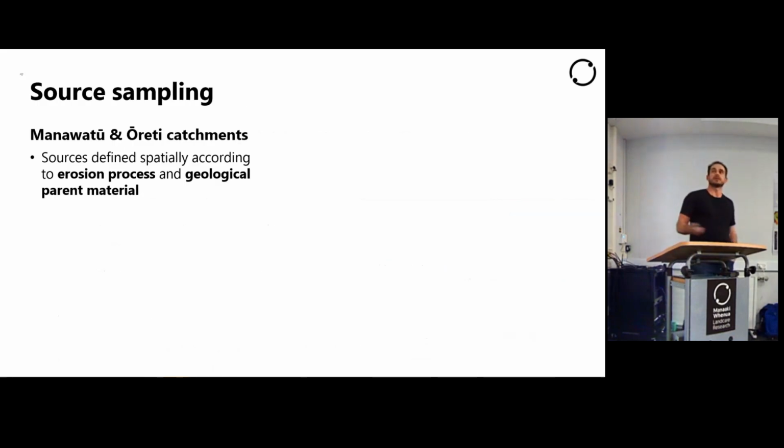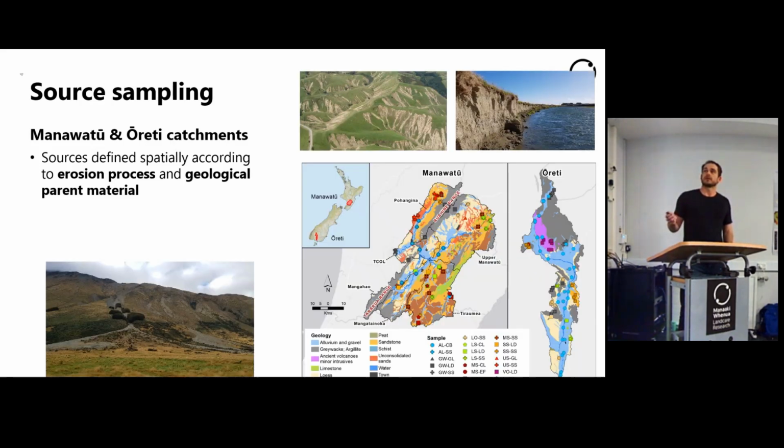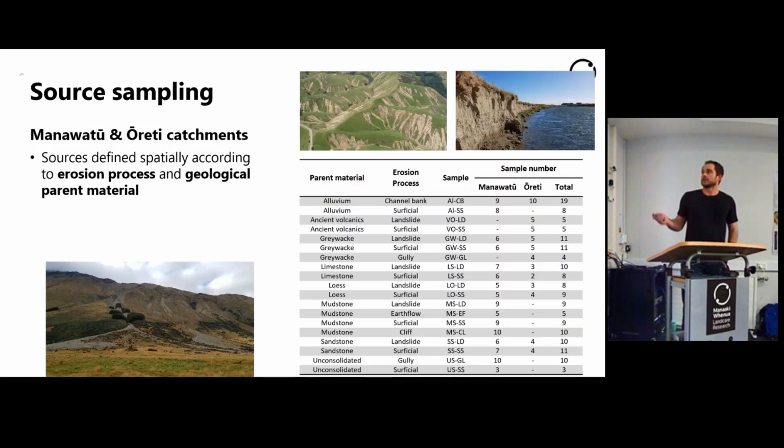We sampled these sources mostly in the Manawatu and the Reti catchments, and primarily we targeted sources defined spatially according to erosion process and geological parent material. This is Manawatu, it's the Reti catchment down the south end, and so we went out and targeted different erosion processes, the channel bank, shallow landslide, gully erosion, and different types of parent material which influence the soil attributes, ranging from alluvium to greywacke, sandstone, unconsolidated sand and siltstones. So we've got a pretty good data set across these two catchments that span a range of different catchment environmental conditions.